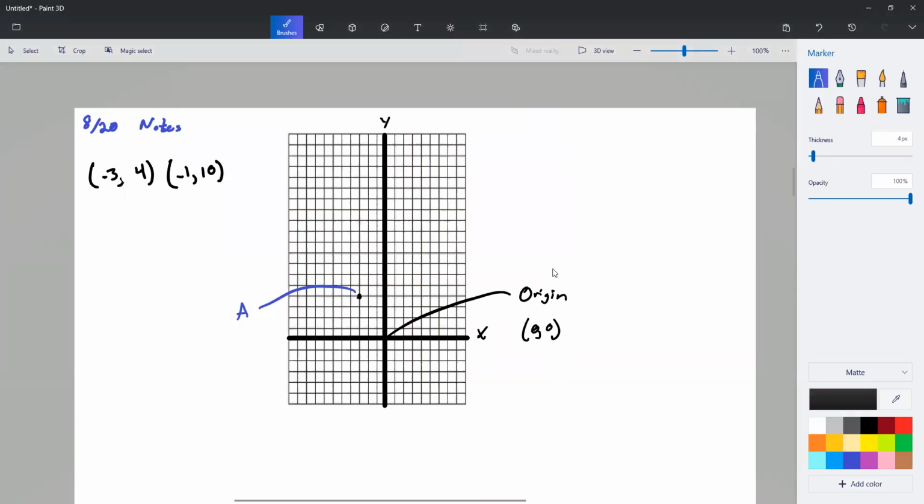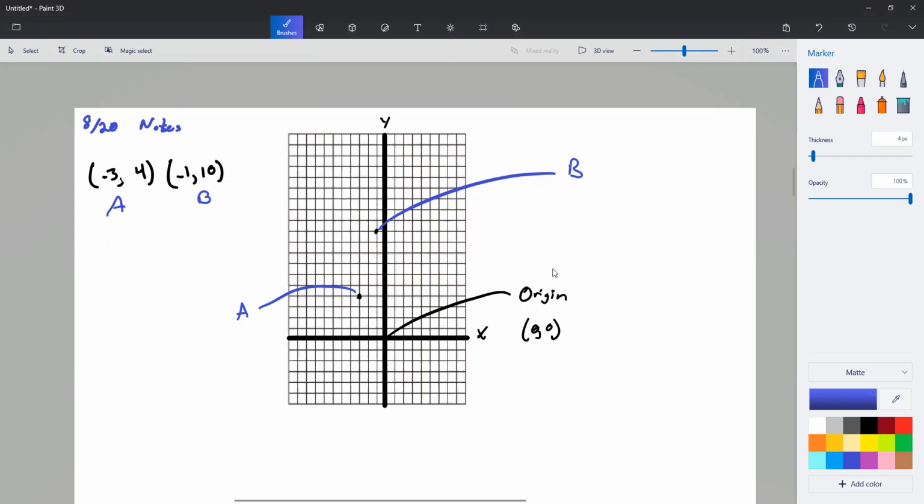Now for the next point, -1, 10. Again, we're going to go back, but we're only going to go back 1. Then we're going to go up. So 4, 5, 6, 7, 8, 9, 10. All right, and we're gonna make sure we label it so we can tell the 2 points apart. We're gonna call that one B. So this is our A, this is our B. Okay, so we have the points plotted.